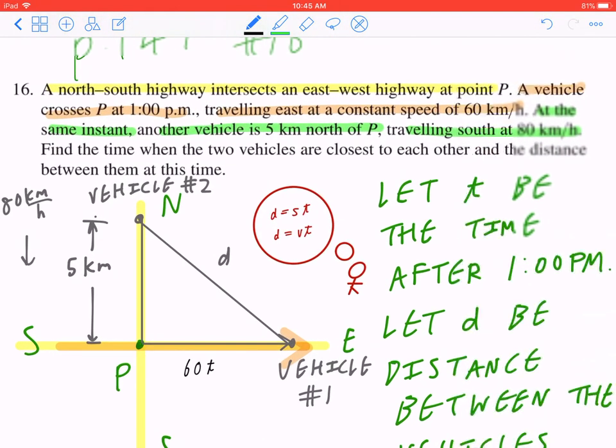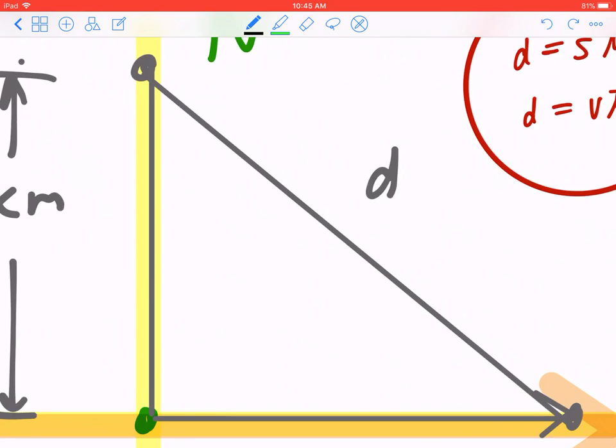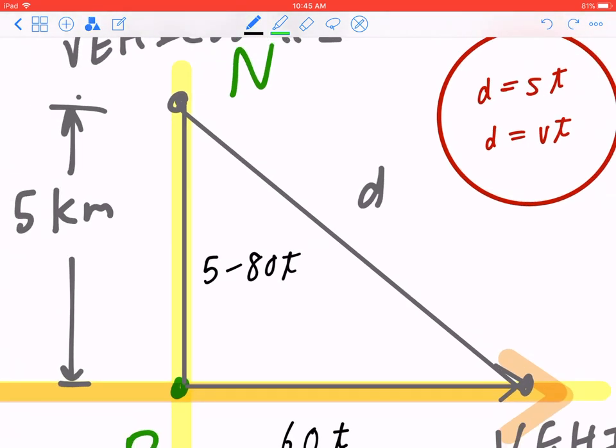Likewise, if you look at the second vehicle, it's going south at 80 kilometers per hour, and it's 5 kilometers north of P. So this distance is going to be 5 minus 80t. Again, 5 is distance. 80t is also distance because it's speed times time, and it's negative because as the vehicle is getting closer, the distance is going to be less than 5. So 5 minus 80t.